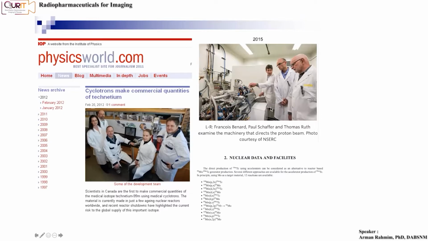at TRIUMF and at BC Cancer, they came up with an idea, or they really explored that deeply, of using a cyclotron instead to produce technetium-99m. So this is Dr. Francois Benard, this is Dr. Paul Schaffer, and this is Dr. Tom Ruth, amazing scientists at TRIUMF, UBC, and BC Cancer.